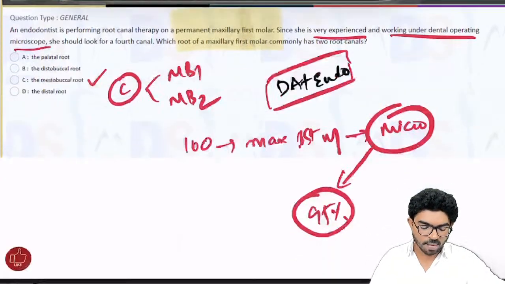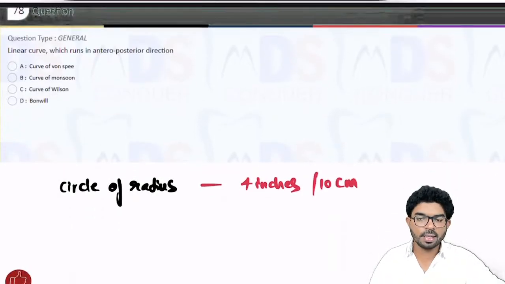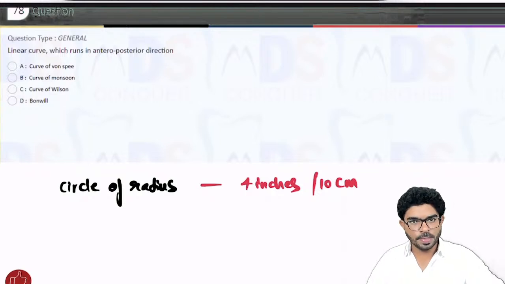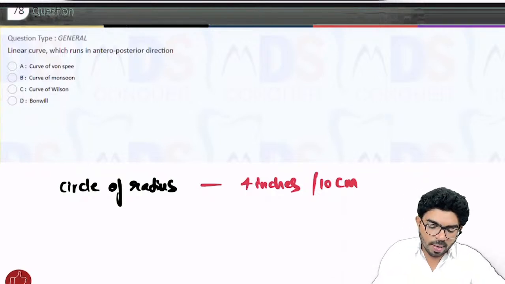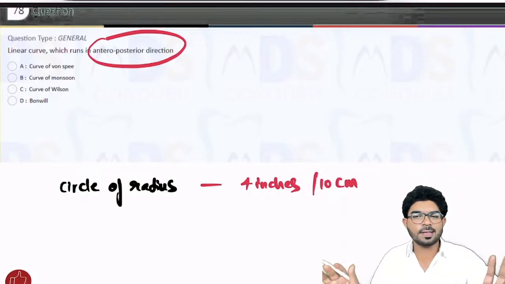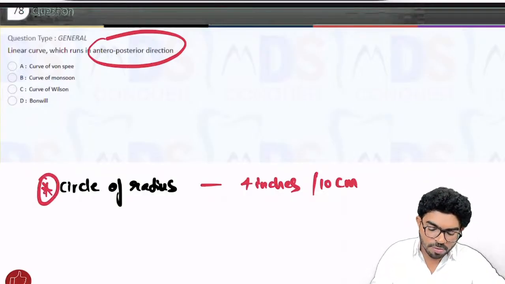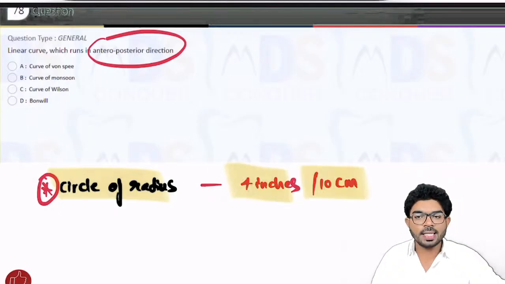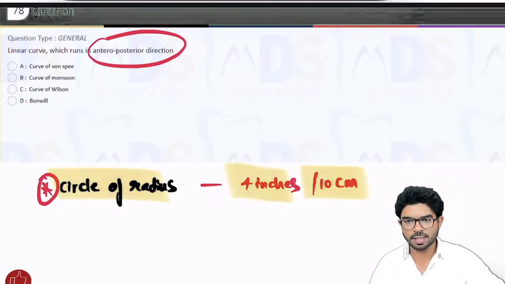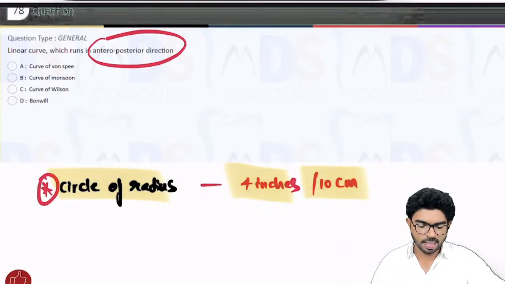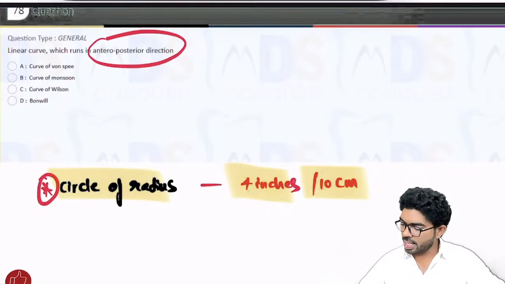Then comes question number 78. Again, a straightforward, very easy question. We have discussed in the notes different types of curves, and this particular concept is a part of your complete denture also in your prosthetics. Now they are asking which is called the anterior posterior curve. The first one is called the anterior posterior curve, that is called the curve of Spee. If you want, you can write down the radius of this curve of Spee. The radius of this curve of Spee is going to be 4 inches or 10 centimeters. Straightforward question. The answer is option A.